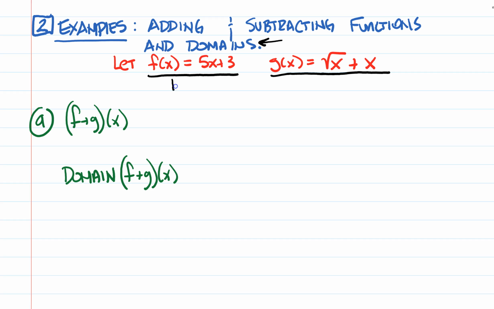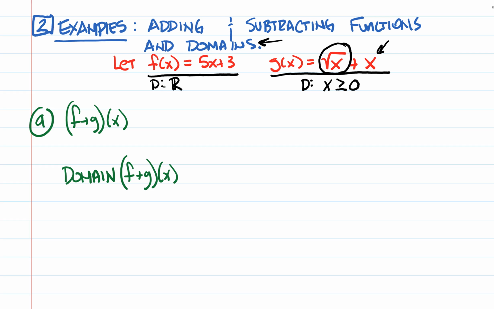The domain for f of x is all real numbers, because that's just a line. The domain for g of x, though, I have to pay close attention to, because the square root part tells me that x needs to be greater than or equal to 0, but the other part is all real numbers. So the part they have in common: the domain for g of x is x greater than or equal to 0. And the domain for f so far is all real numbers. Let's keep that in the back of our minds as we work through this problem.